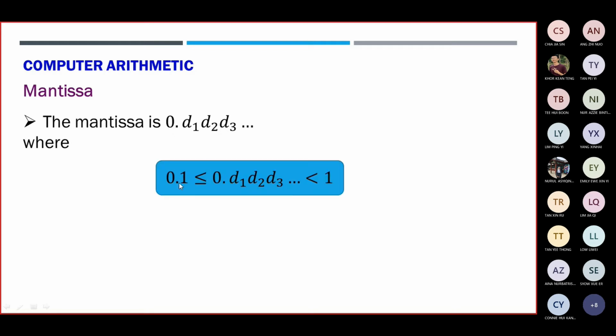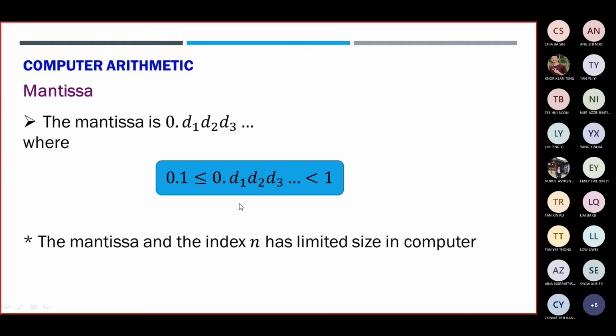Mantissa, as I said earlier, the mantissa will be the number in the form of the NDFP. Usually it will be between 0.1 to 1. So these figures we call the mantissa. Remember that the mantissa and the exponent, the index times 10 power of n, have a limited size in the computer, because it depends on the computer that we use.